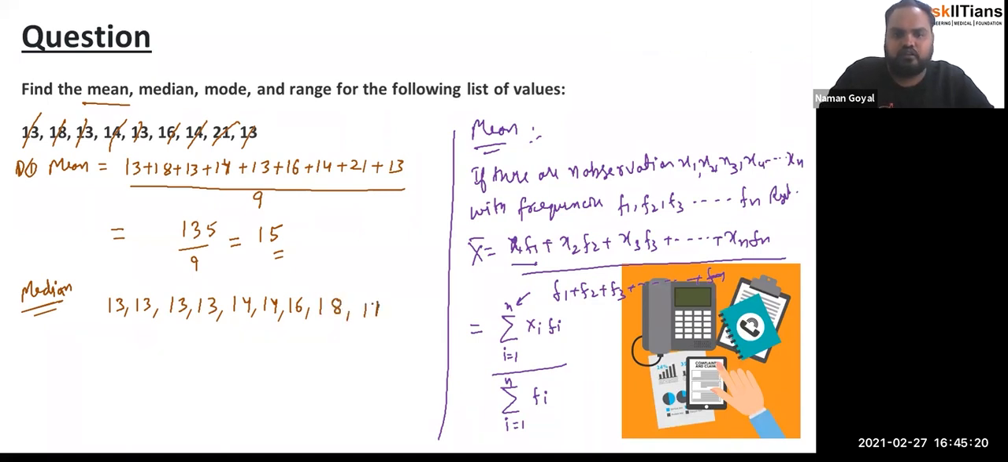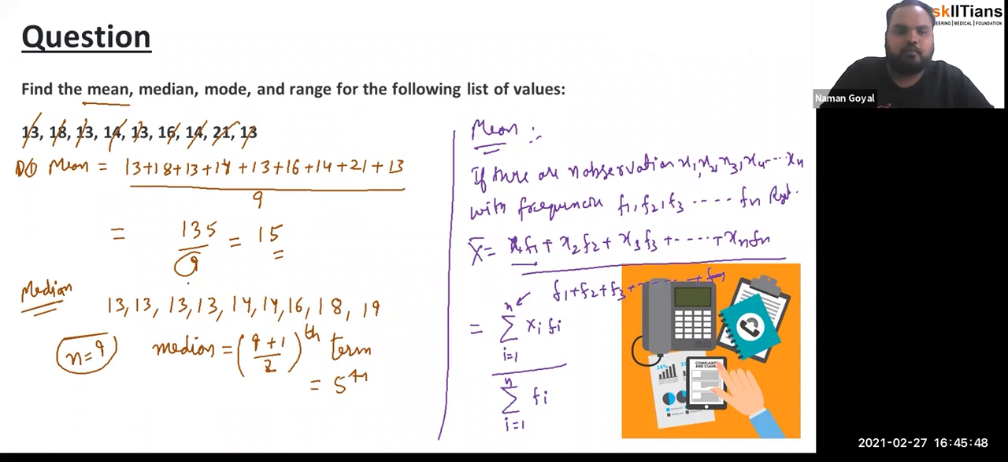As you know, the number of terms is odd, 9, and the value of n is 9. So the median is what? The (n plus 1) by 2th term. So it means the 5th term is the median. If you see, first, 2, 3, 4, 5, so 14 is the median. So the median is 14. Got it?